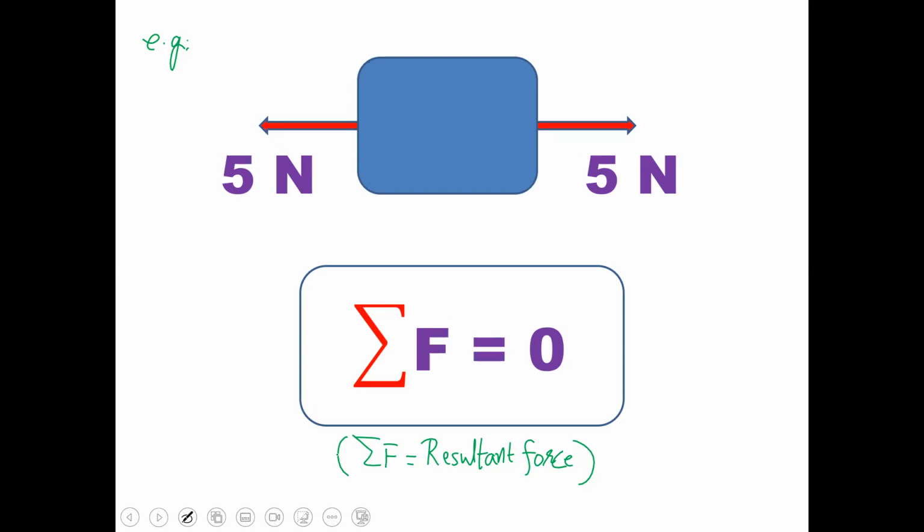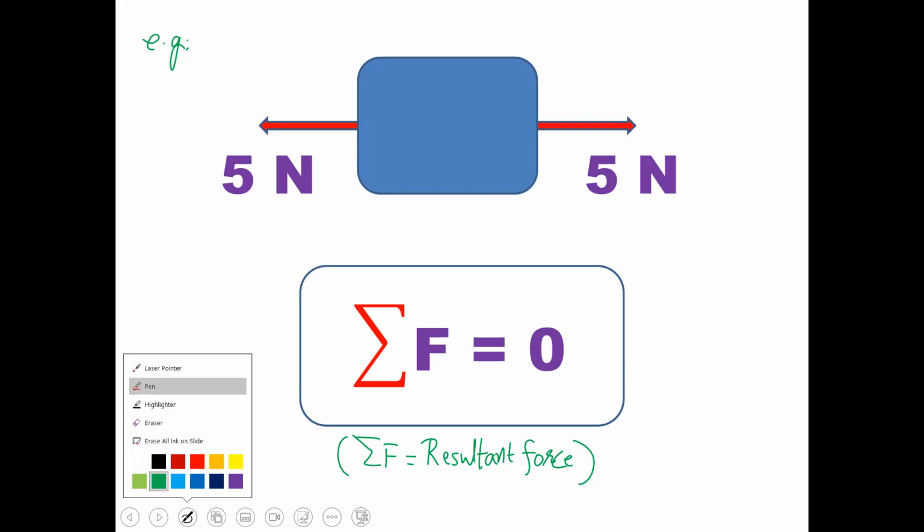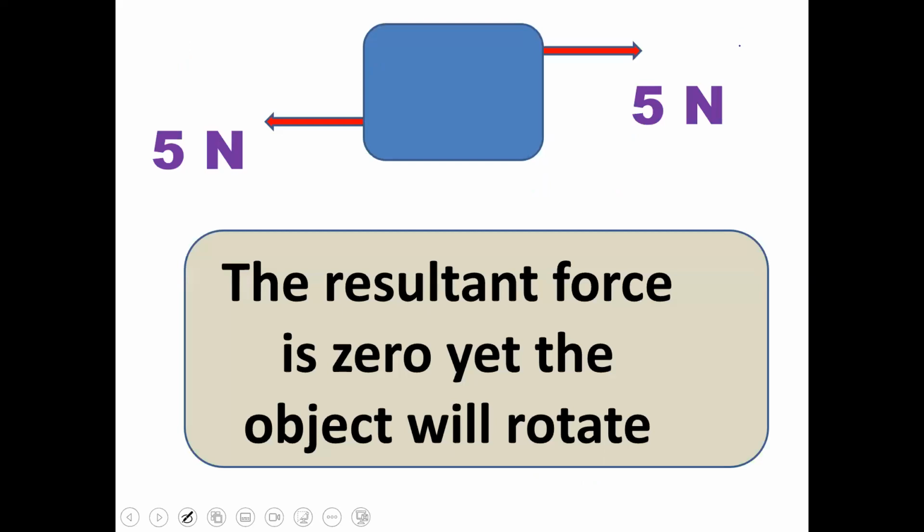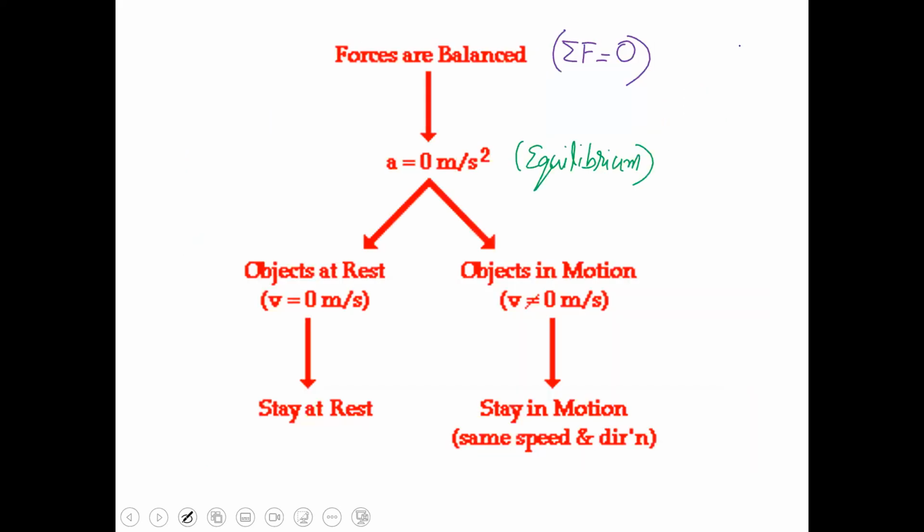So these are called balanced forces. Actually, once you recall our O-level concept of balanced forces, you can easily recall the concept of unbalanced forces. Now we have a related concept here: 5 Newton with 5 Newton. They are also 5 Newton, but the resultant force is not zero. Resultant force is zero, yet the object will rotate because they're not acting on the same point.